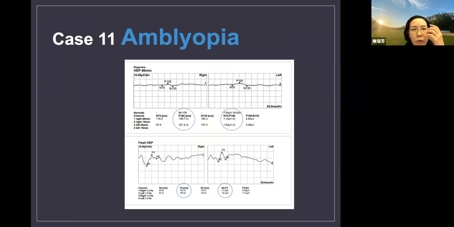For children's amblyopia treatment and follow-up, pattern VEP will give us some clues. For example, before treatment, the PERG and PVEP amplitude and peak time are abnormal. After treatment, the visual acuity improved and the P wave peak time and amplitude return to normal.